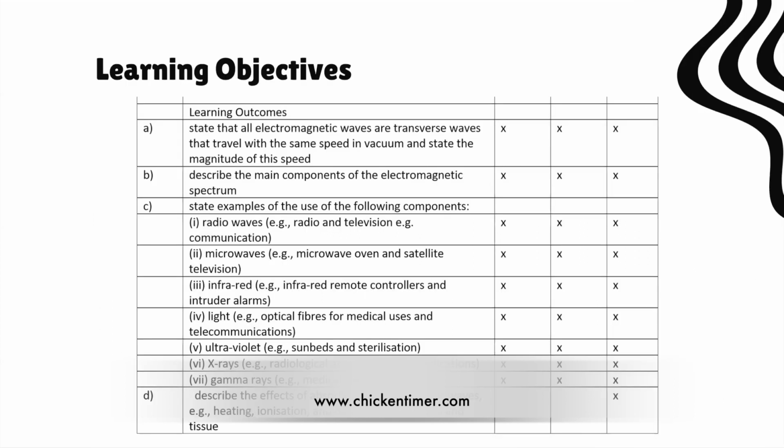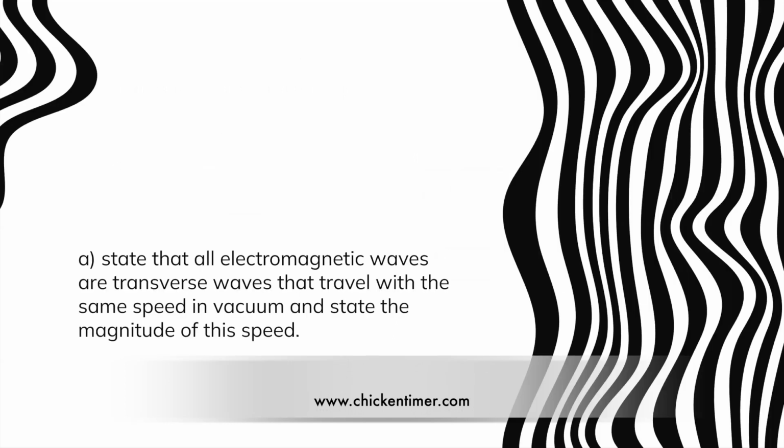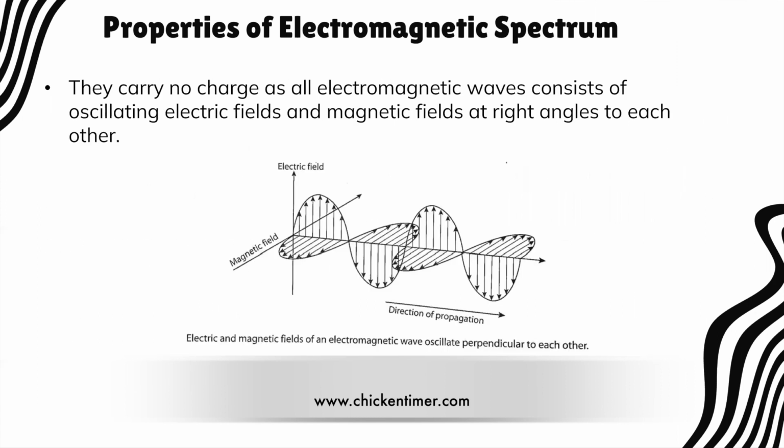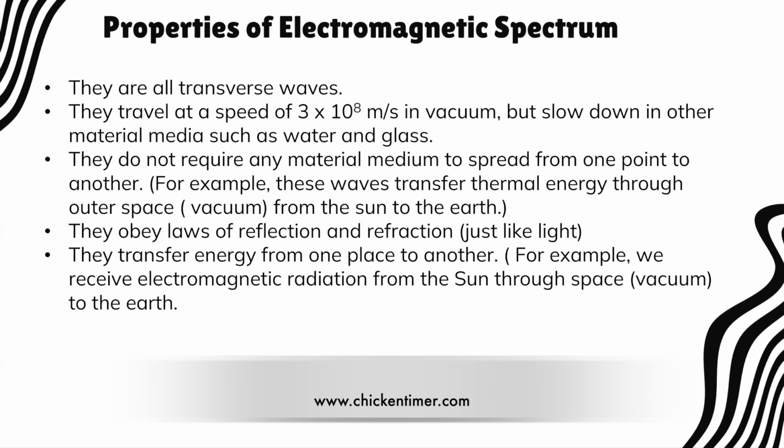Combined science, you don't have to do the last part. Don't have to do the absorbing of electromagnetic waves, the heating, ionization, and damage to cells. You just need to remember the characteristics, the components of it, and the uses of the radiation. There are quite a few characteristics. We'll just highlight which ones are more important at this point in time for you.